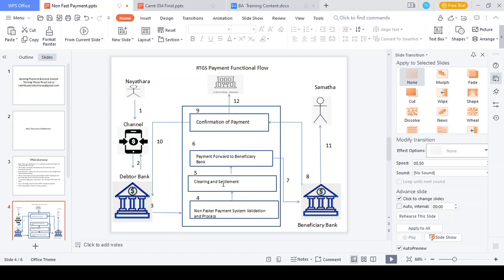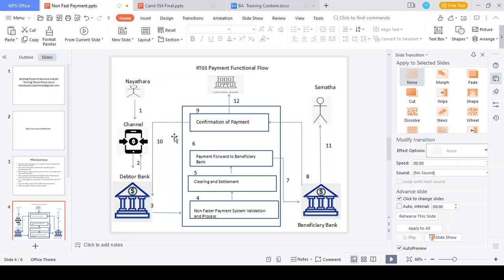After that it comes to clearing and settlement, which routes the payment to the beneficiary bank. It is forwarded to the beneficiary bank, which does all the beneficiary validation: whether Sambandha's account is an active account or not, whether the account length is correct, and all the KYC validation, risk validation and fund level validation. All the validation happens, and the amount is credited to Sambandha's account.